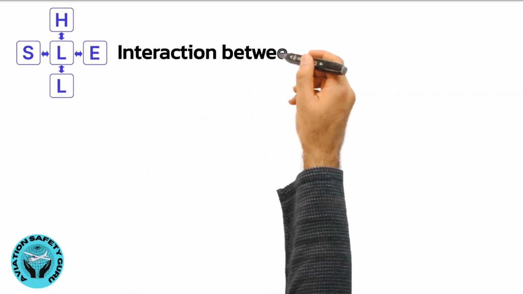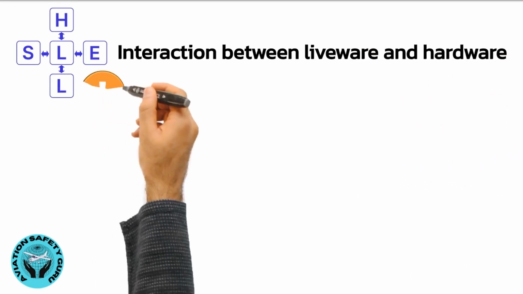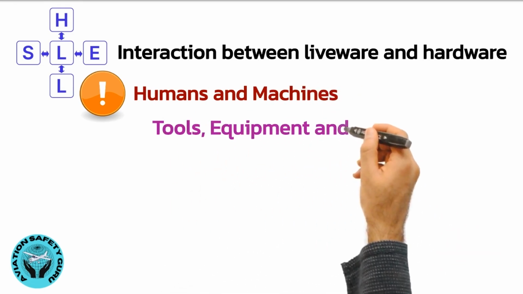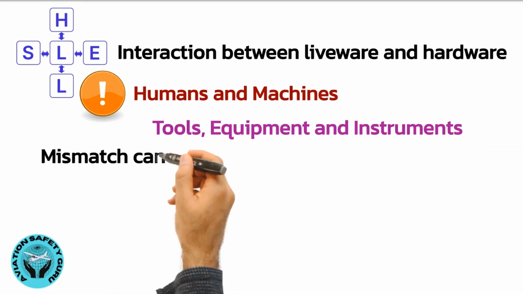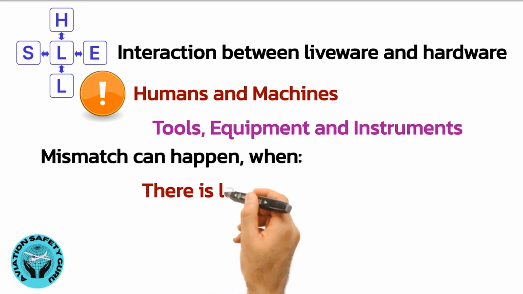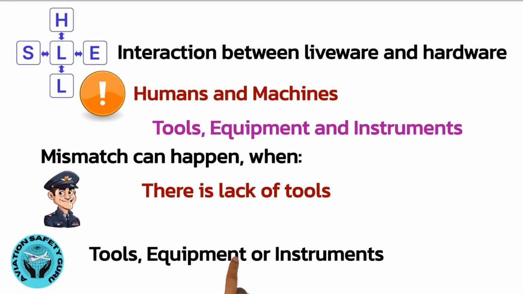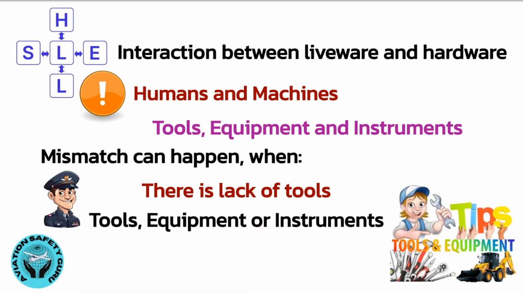Next is the interaction between liveware and hardware. It is the interaction between humans and machines, tools, equipment and instruments. Mismatch can happen when there is a lack of tools or when the person is not familiar with the tools, equipment or instruments.